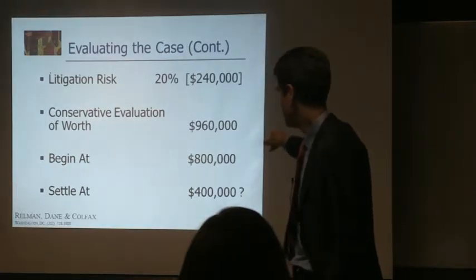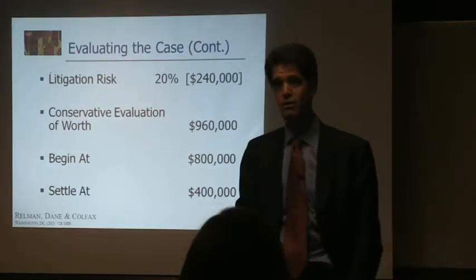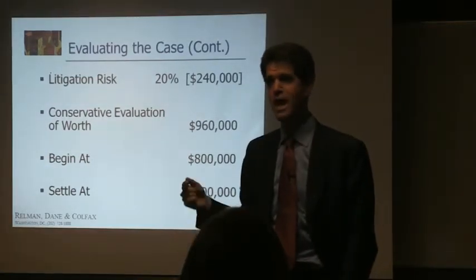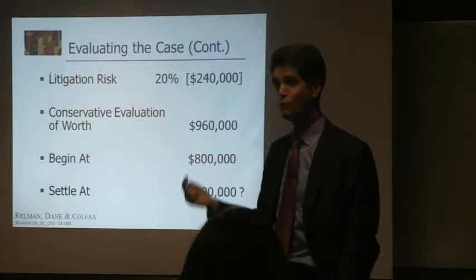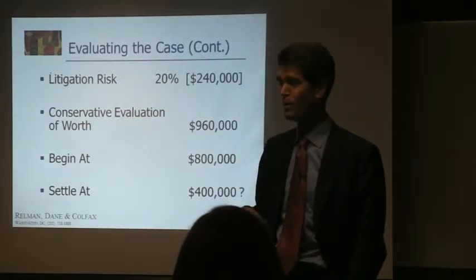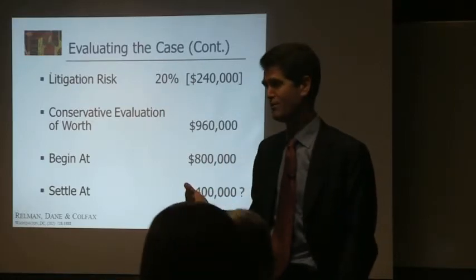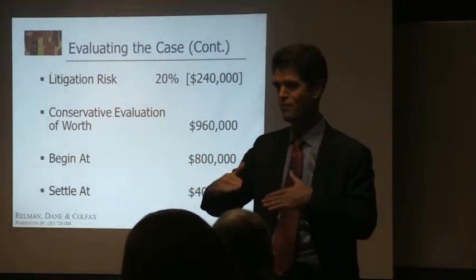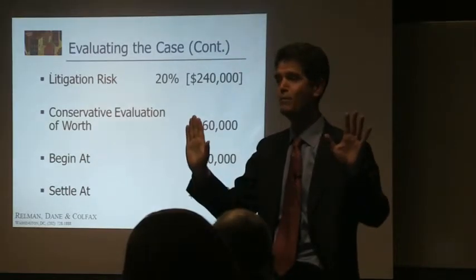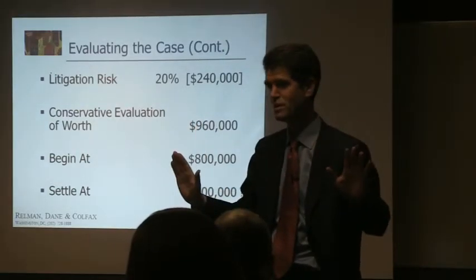If I start at 800, they're at zero, the middle ground is 400, and the mentality is, if we get below 400, we win, if we pay more than 400, we lose. It's the old rug barter. Start here, start there, and everybody fights over the middle, no matter how many zeros you have. It's the same thing every time.